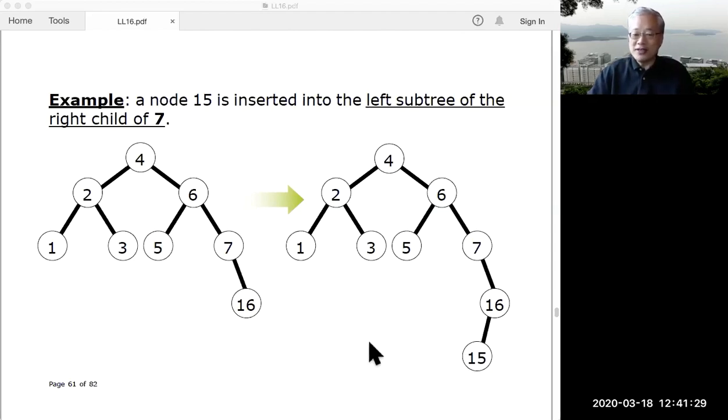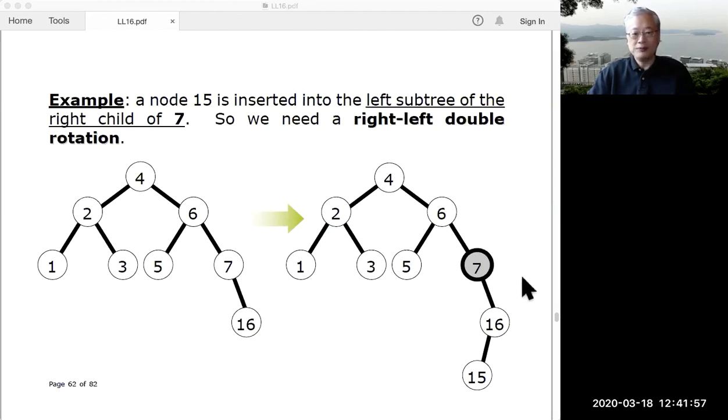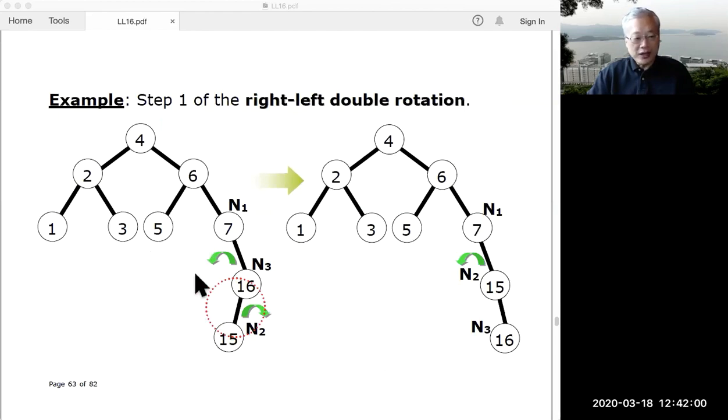So right-left double rotation consists of two parts. The first part, right rotation. Along which axis? Can anyone tell me? Right rotation and then left. Right rotation axis, what is it? Good. Yes, 15, 16. So here I say that is the problematic node, and then we do a right-left double rotation. So first right, 15, 16, and then left. So we do right rotation first. You see, after doing right rotation, we get 15 and 16.